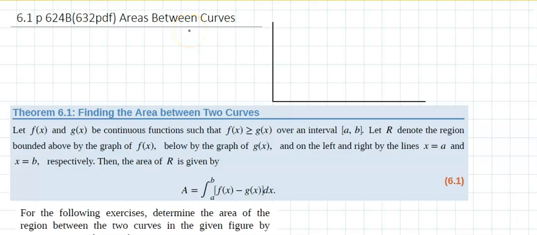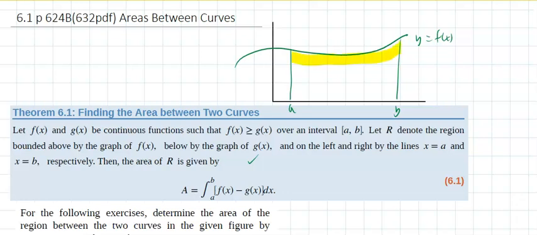Section 6.1 talks about areas between two curves. Suppose we have the following two curves. Let's say, to match the definition, you have some function y equals f of x. Now, if I want to find the area between a and b of f of x, well, we know how that works.